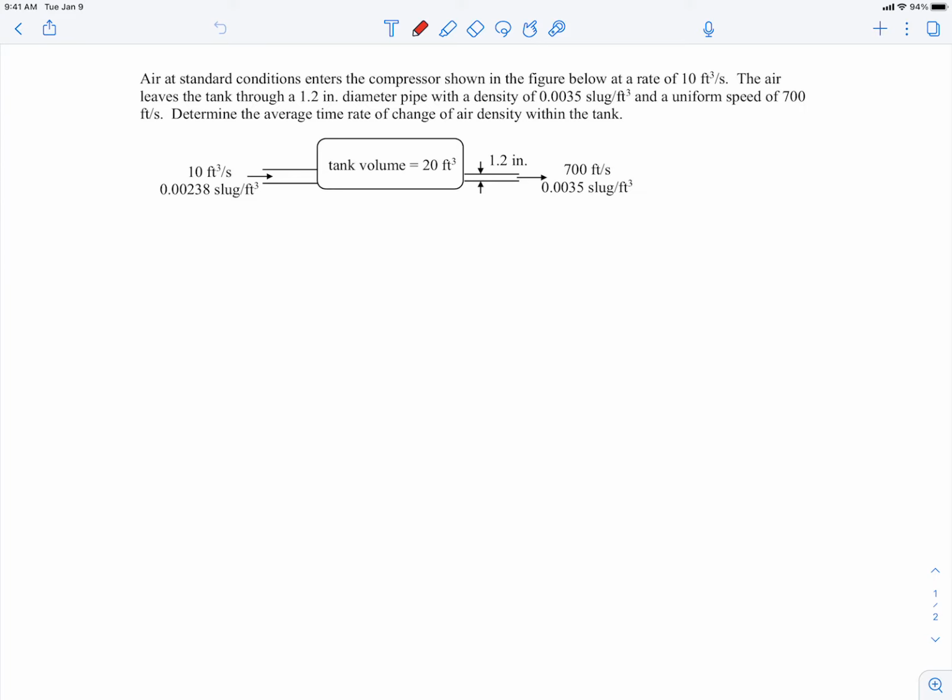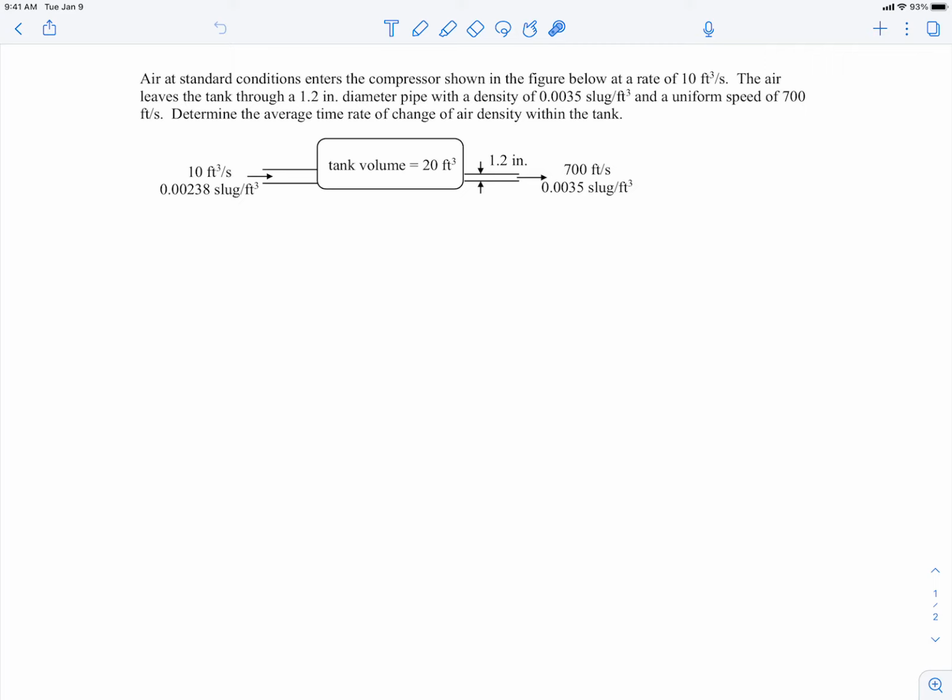Here we're told that we have air at standard conditions entering a compressor, shown in the figure below. Actually, what we're showing is the compressor tank. And we're told the volumetric flow rate coming in, in English units, so 10 cubic feet per second. And we're told the density of the air coming in in slugs per cubic foot. That's kind of an awful set of units, but nevertheless, that's what we're given.